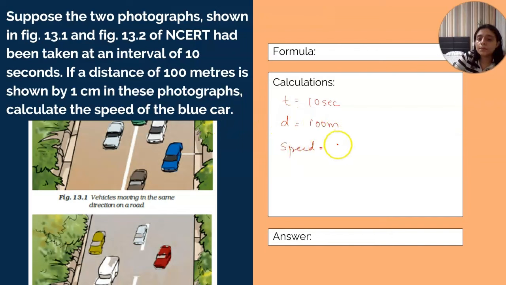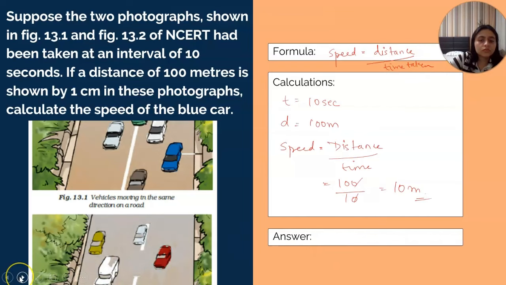So you just simply take distance upon time taken, right? So distance will be 100 and time is 10. So what will be the answer? 10 meters per second. All right. So here the formula is speed is equal to distance upon time taken. All right.